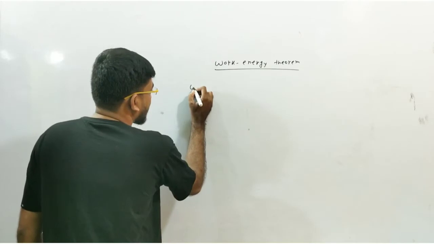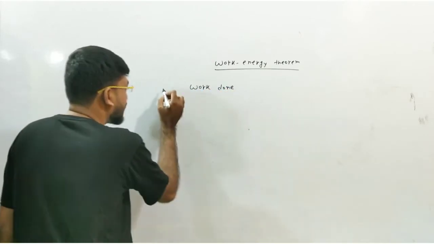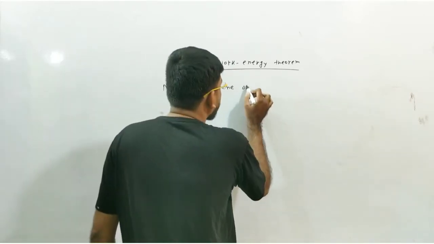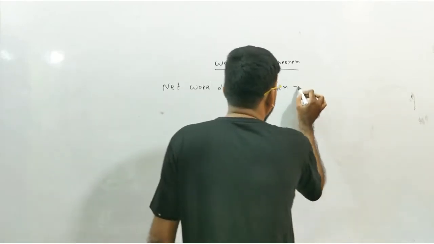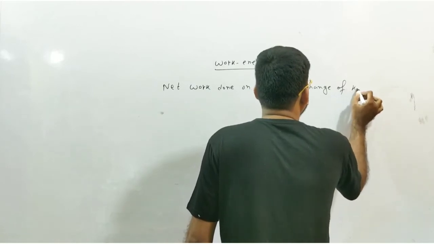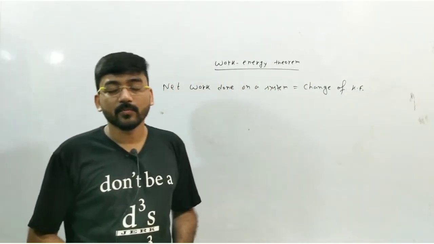The statement is that work done, you can say net work done, this is the more appropriate word, net work done on a system or a system of particles is equal to the change in kinetic energy of this system. And this is a very useful theorem for problem solving purposes.